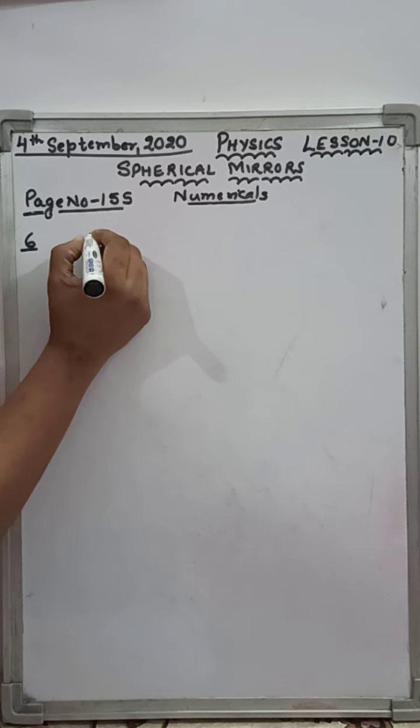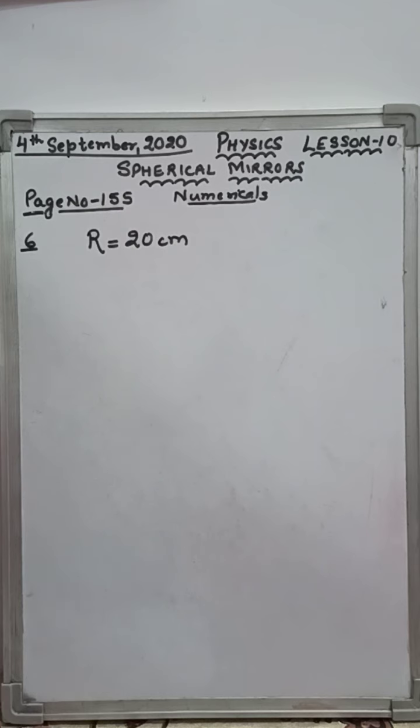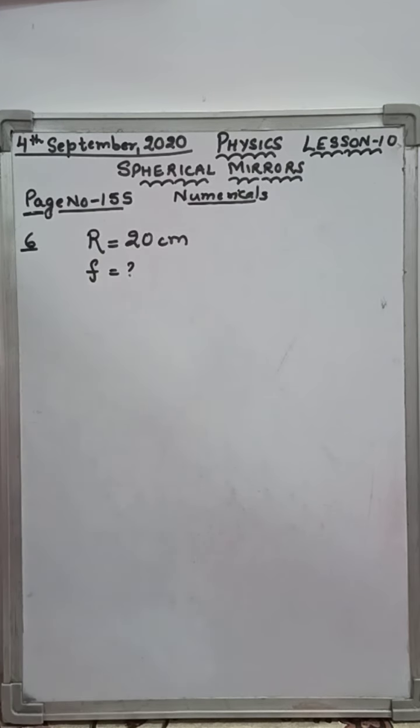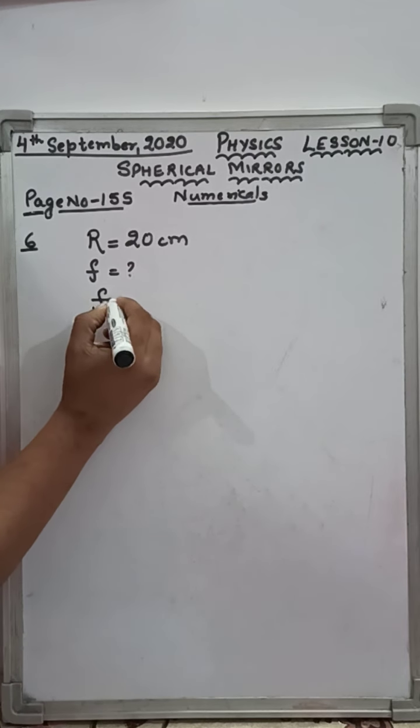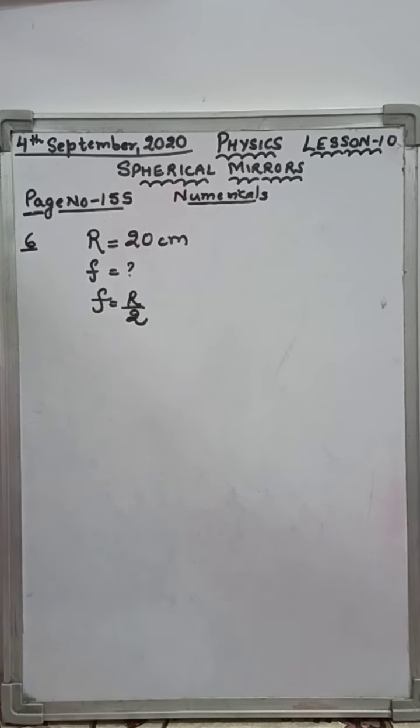So question number 6 says that the radius of curvature of the convex mirror is given, that is 20 centimeter. Now you have to find the focal length. So what is the relationship between the focal length and the radius of curvature? Focal length is half of the radius of curvature. That is f is equal to r by 2.